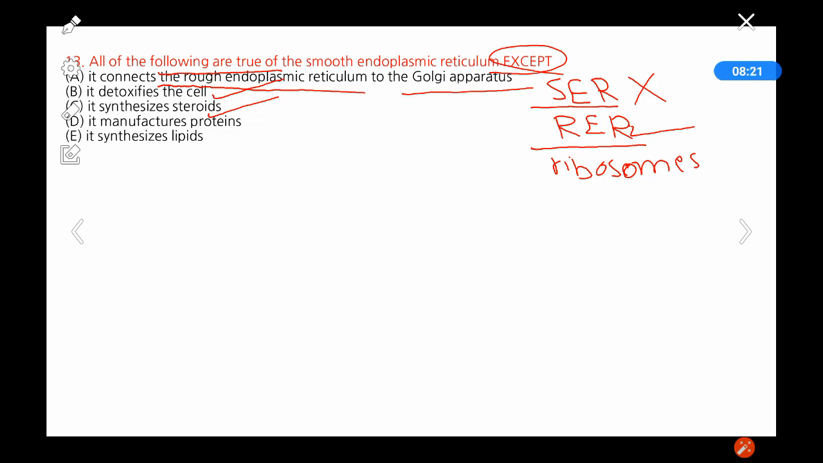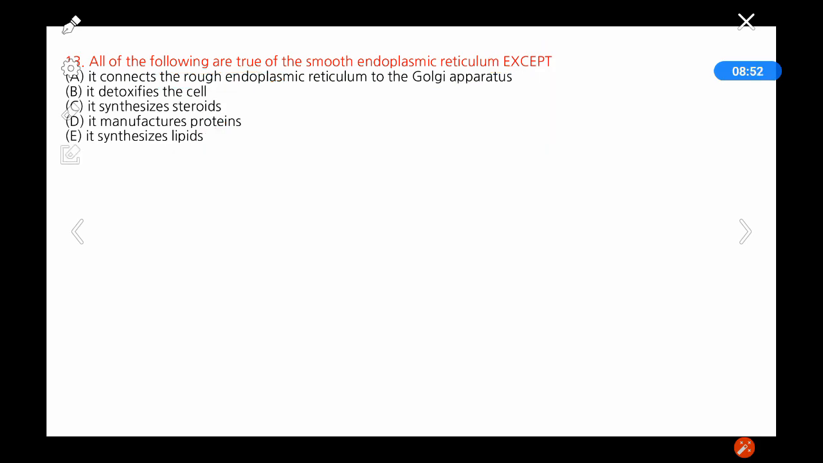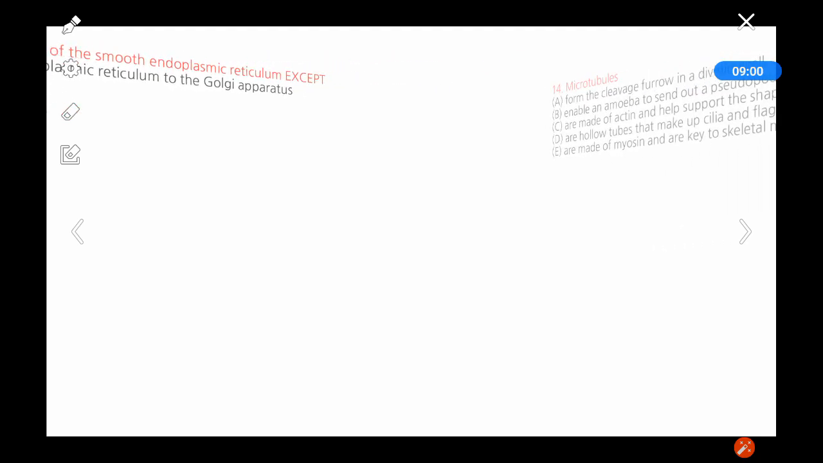It manufactures protein. This is not true. RER, as I told you, because it's covered by ribosomes, manufactures the proteins. While we don't have ribosomes on SER, so its function is not manufacturing proteins. Instead, it synthesizes or manufactures lipids. So all of them are true, okay, except this one, D. So this is the answer for this question.